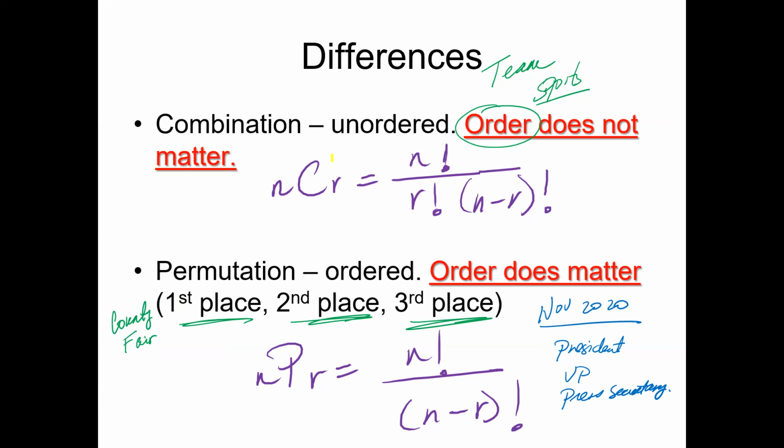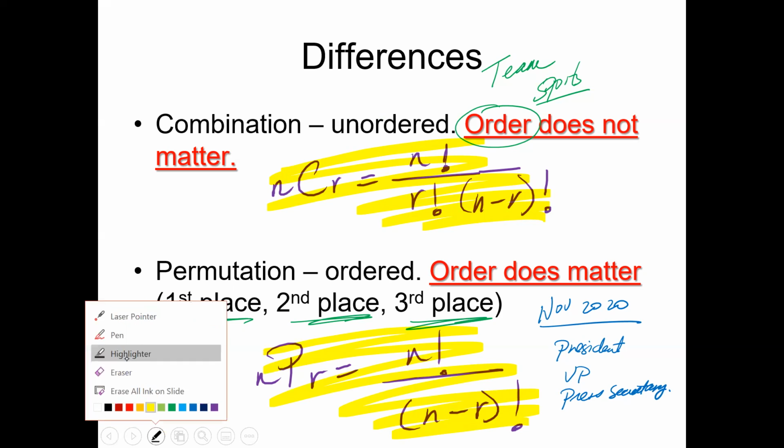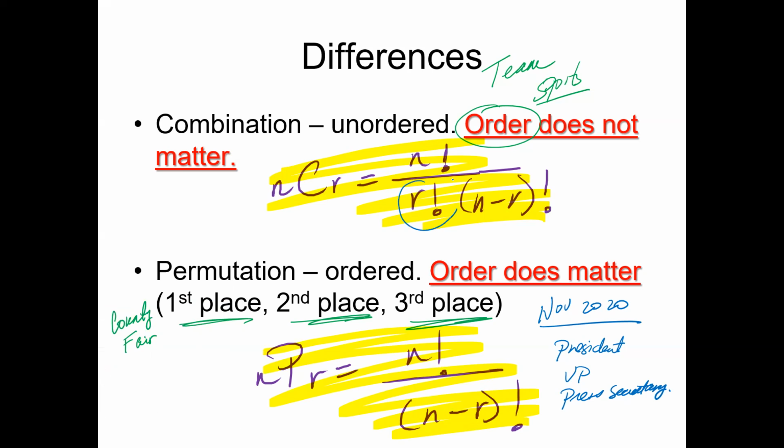And also what you should notice is that the formula is different. The first one on top is for combination. The one on the bottom is for permutation. I shouldn't say vastly different. I guess the only thing that's different is with combination, you have R factorial on the very bottom in the denominator.